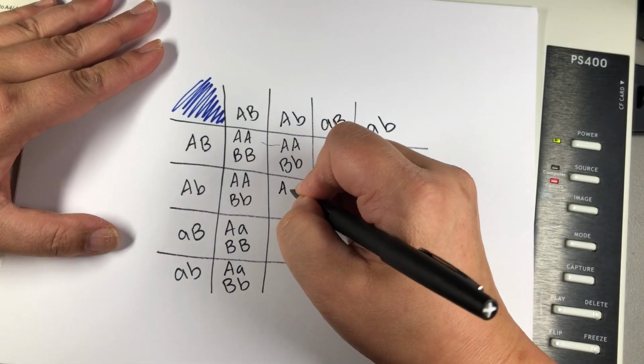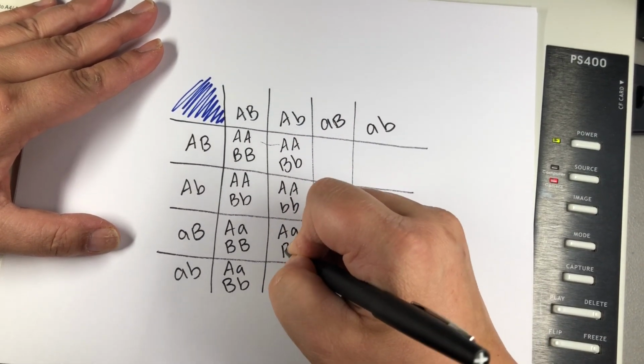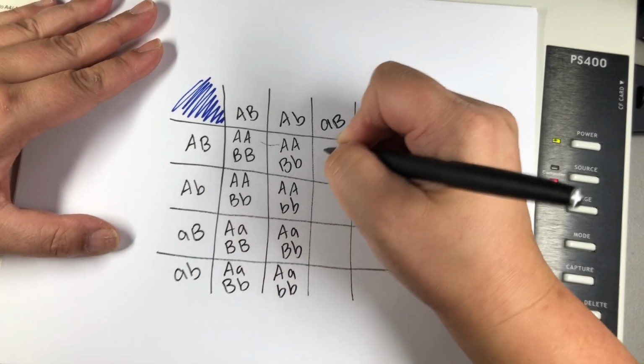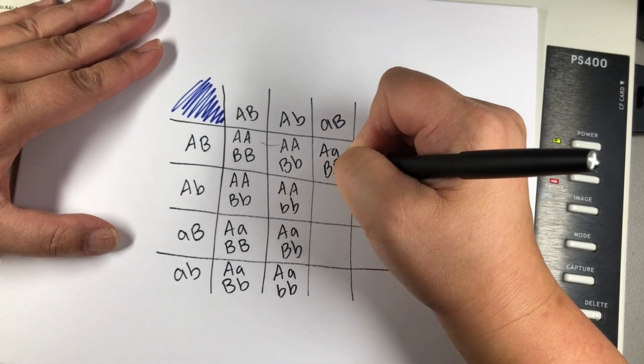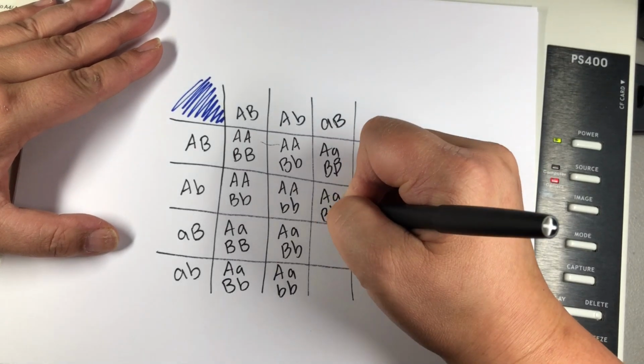So go ahead. Big A, little b, big A, little a, big B, big B. Big A, big B, little b.